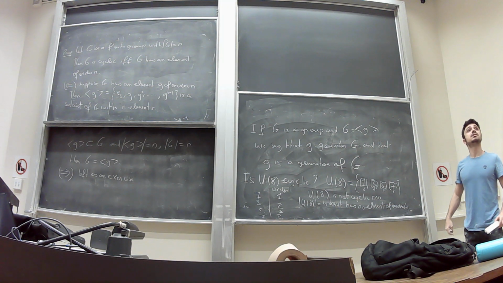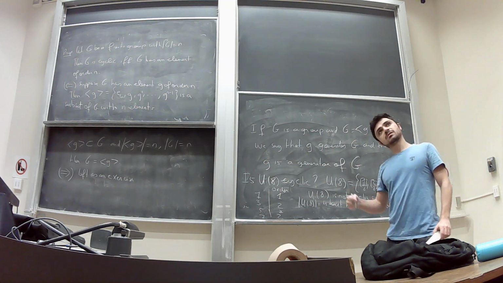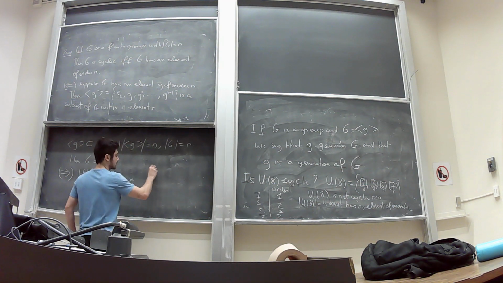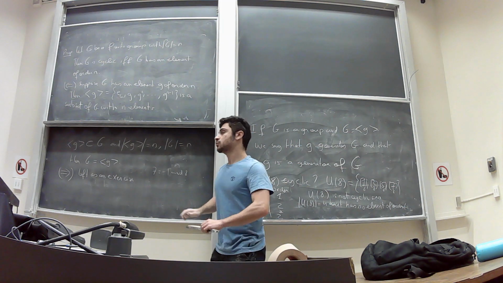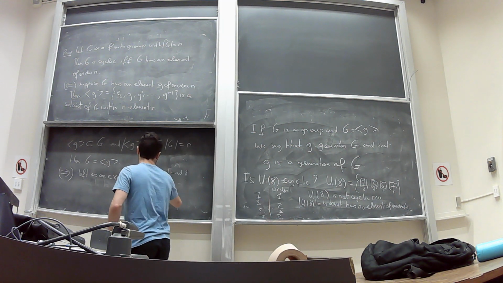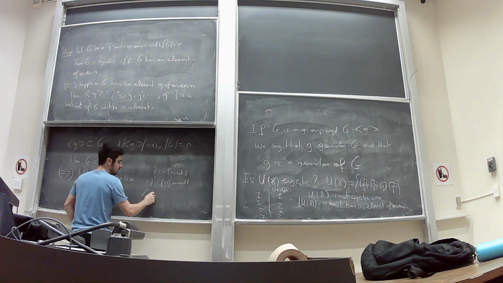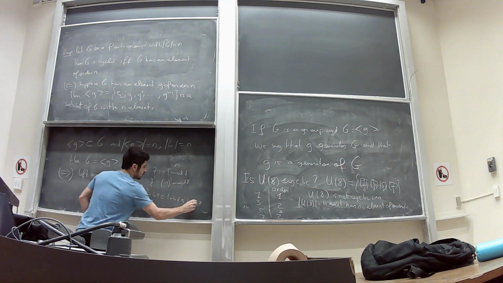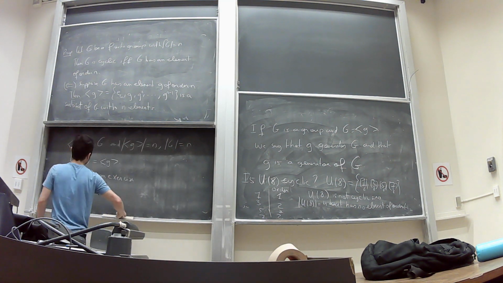Yes, sir. 7 mod 8 is minus 1, right? And then you square it. Square both sides, you get that 7 squared is congruent to minus 1 squared mod 8. Or really, you can take 7 squared as 49, which is 1 plus 48, which is 1 mod 8. Okay, great.